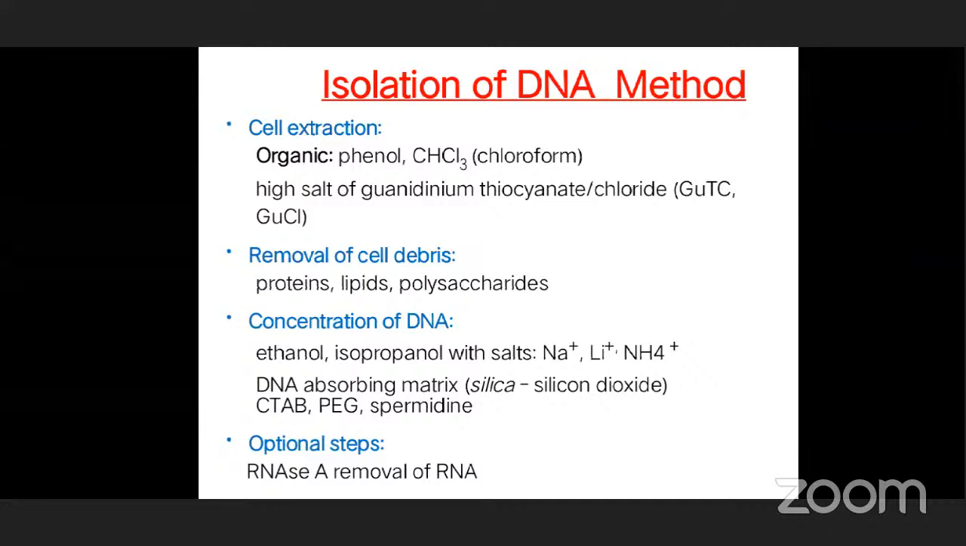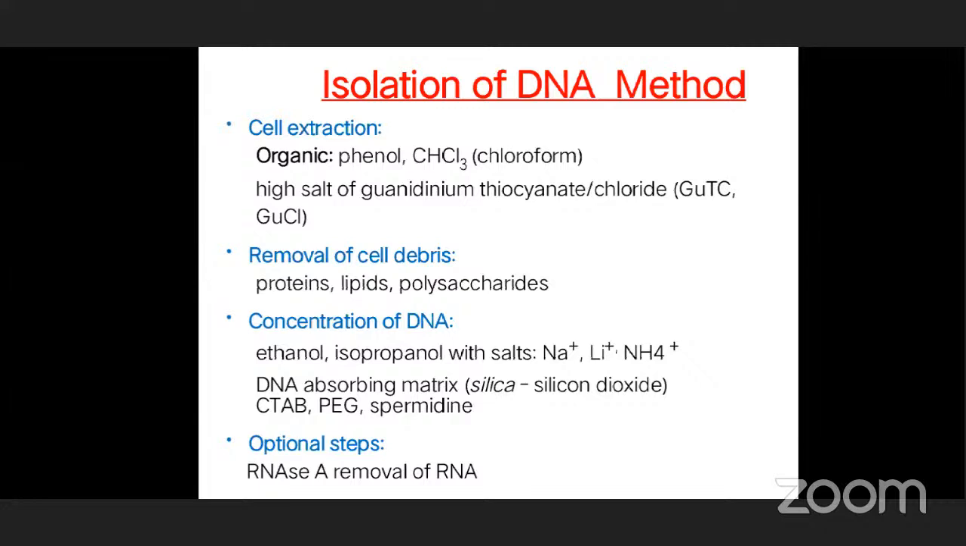Then there is concentration of the DNA, for example precipitation of the DNA. Some chemicals are used, for example ethanol, isopropanol with salts, for example sodium, lithium, and ammonium. Also another chemical, DNA absorbing matrix. Here, silica or silicon dioxide is used. Also CTAB, and acetic boric acid. This chemical is used.